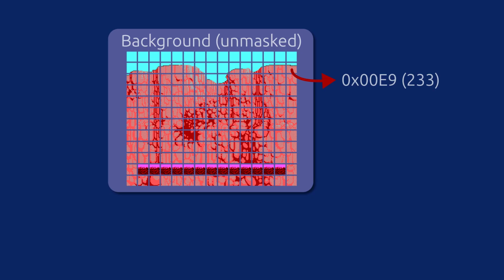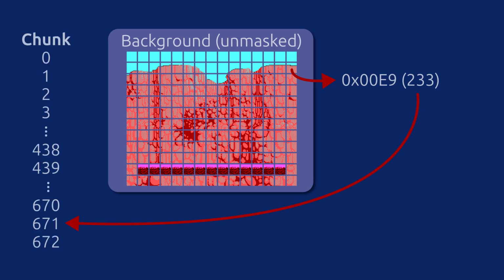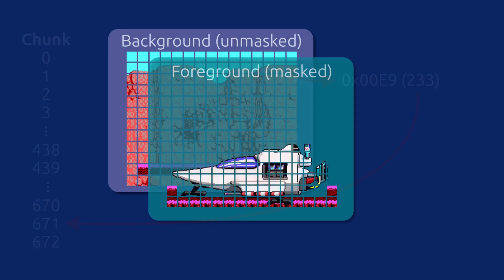Each 16-bit value in the plane refers to the index of the tile. This is not the same as the chunk index, however. The 16 by 16 tiles start in our case at chunk 438, so if the background plane refers to tile 0, that will be found in chunk 438. While the background plane refers to the unmasked tiles, the foreground plane uses the masked tiles.